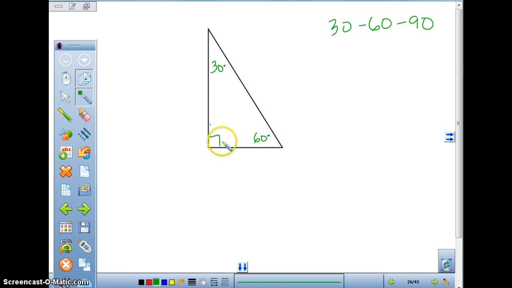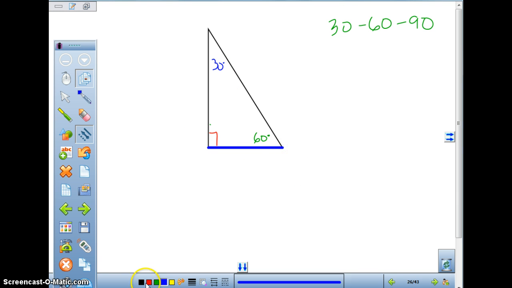Okay? I'm actually going to do something a little different, and I'm going to color code this. This is going to be my 90. This is going to be my 30. So my smallest angle is 30 degrees, because this is 30, 60, 90. So 30 is going to be the smallest. That means the side opposite my 30 is my smallest side.